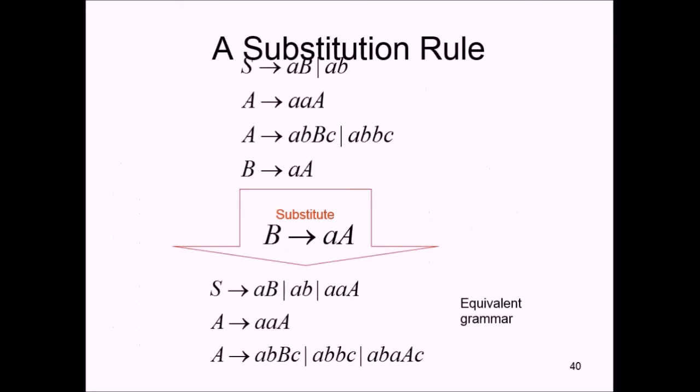The substitution rule for the second question in this will be S is equal to AB slash AB, A is equal to AAA, A tends to AB, BC, and AB, BBC, and B tends to AA. We will now substitute B tends to AA. So S will turn out to be AB, AB, AAA, A tends to AAA, A tends to AB, BC, so AB, BC, and AB, AAC.